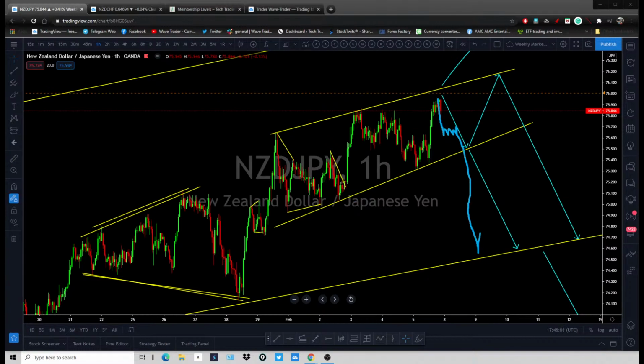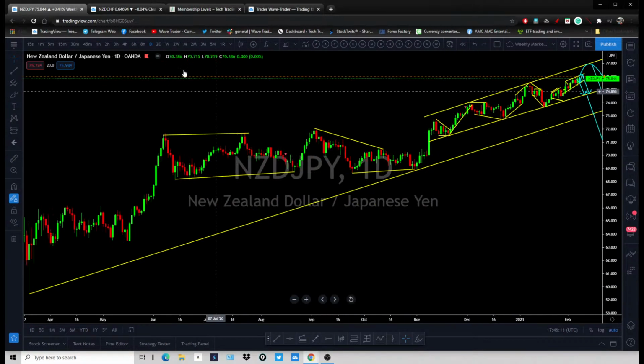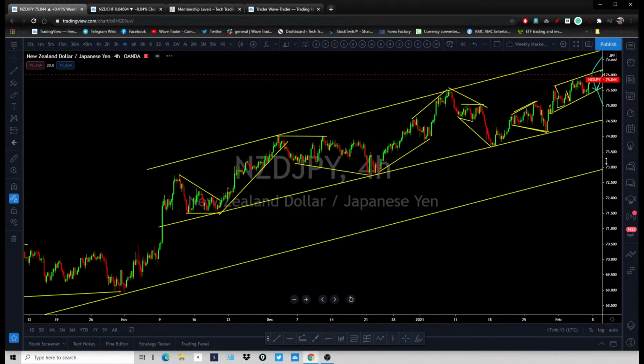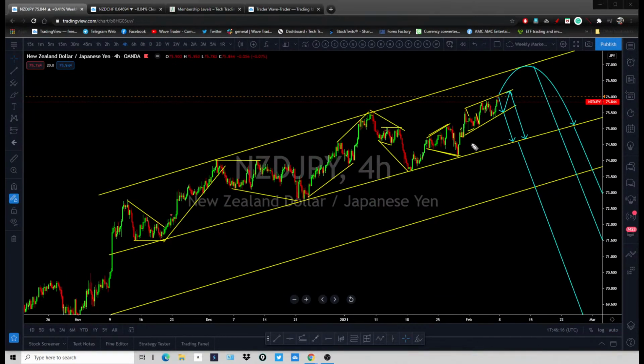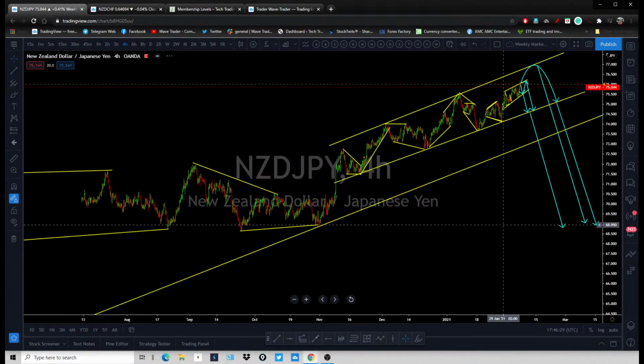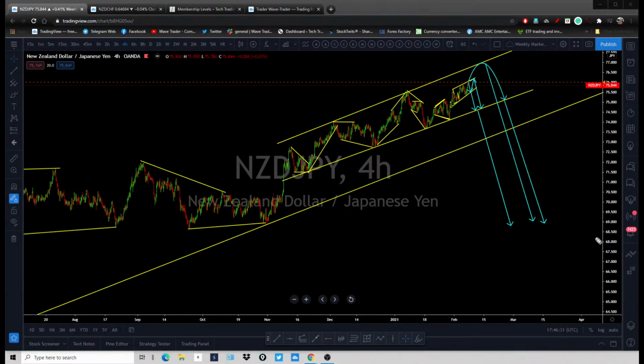So your short-term target is going to be these areas, and the medium-term target is going to be that, or slightly lower than that, at these areas. So that's the trade, guys. This is the potential. Short-term target is that, medium-term target is these, and the longer-term target is going to be much lower, within these areas, 69. Just trade that.